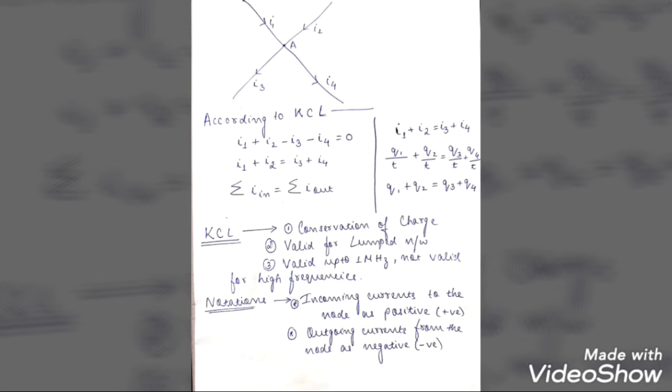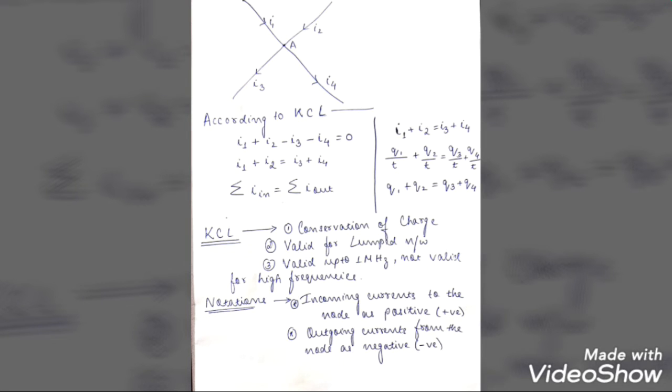Suppose now we take this diagram where we have 4 currents I1, I2, I3 and I4 linked to this node A. I1 and I2 being the incoming currents, I3 and I4 being the outgoing currents. For us to apply KCL, first we need notations.